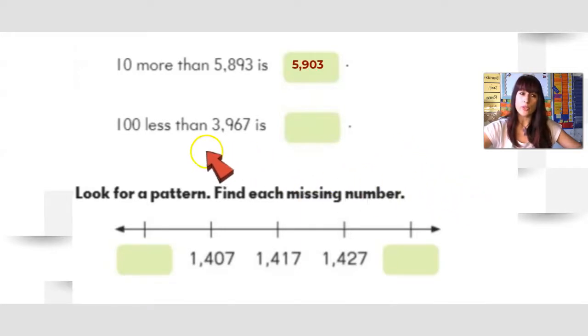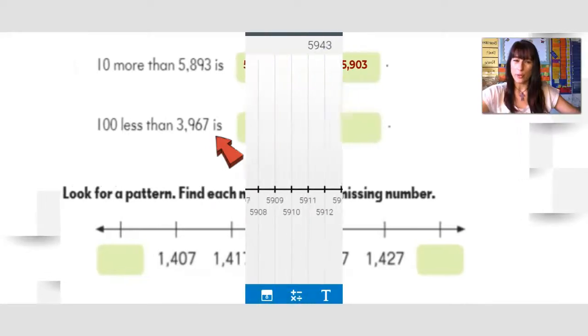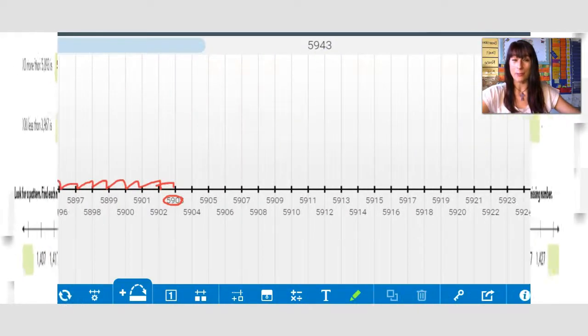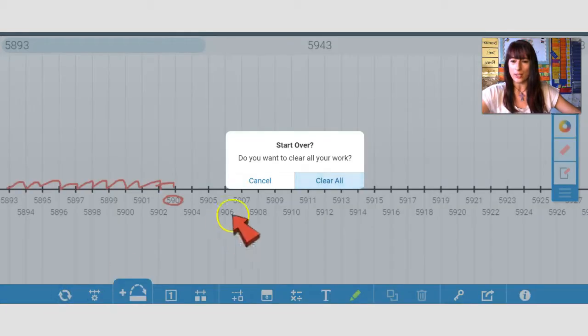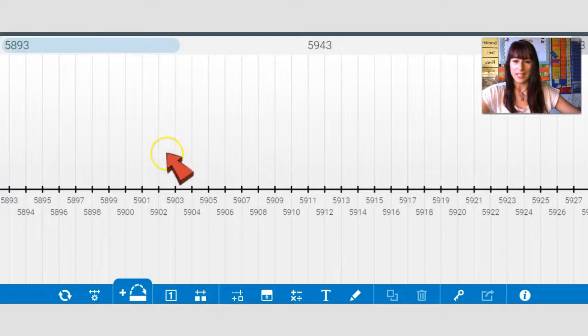Now, if you are asked to do 100 less than 3,967, let's go back again to our number line and solve this problem. We have to go back by 100. That would be really hard to do, right? So this is going to be a little different in how we use this number line. Here we just have to erase what we worked with. So let's go back here, click on this and clear this number line so we can begin again.